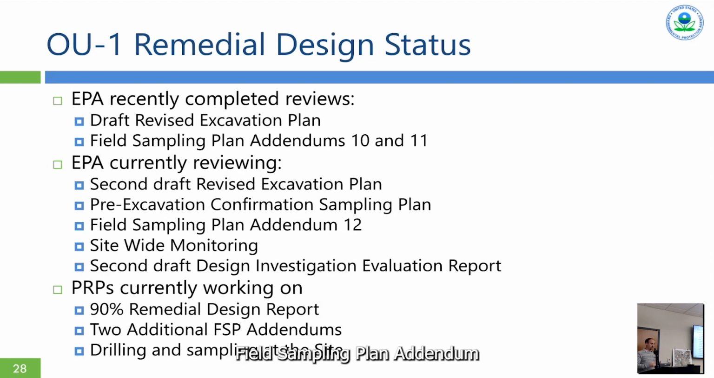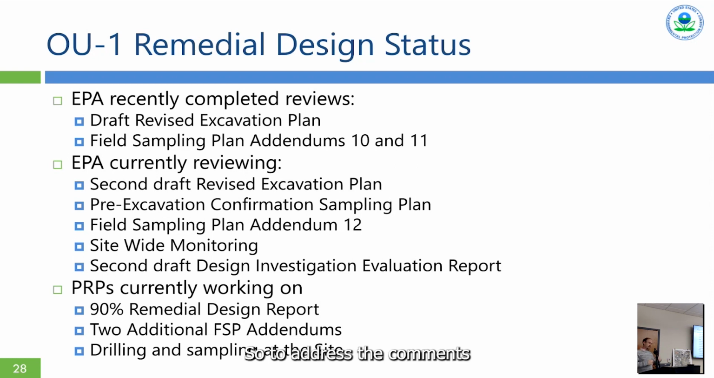Field sampling plan addendum 12 is also in-house right now, and that is specifically to support the design of the excavation in that southwest corner of the CDL. They included that, like I said earlier, with the revised excavation plan. Out of everything we reviewed in that plan, the thing that we thought needed the most help, the most work, was the optimized excavation design for that CDL.